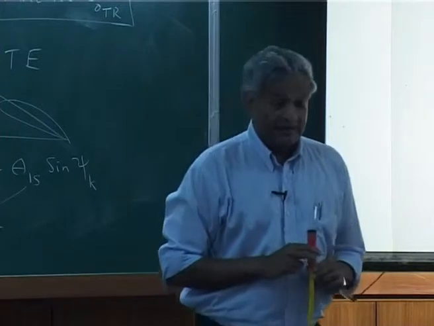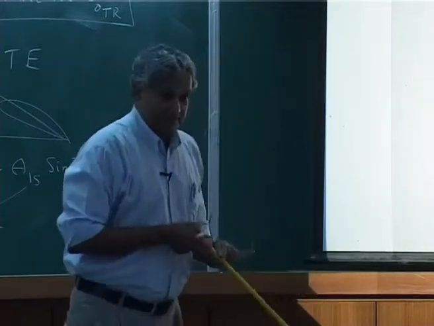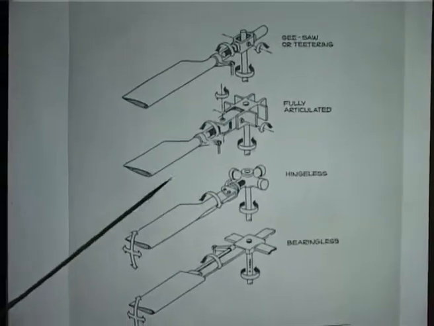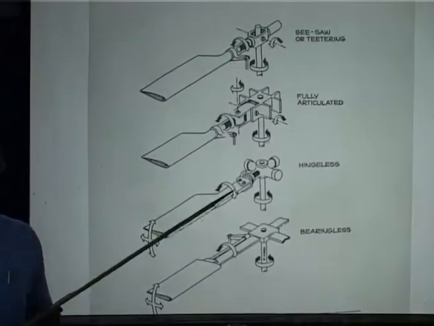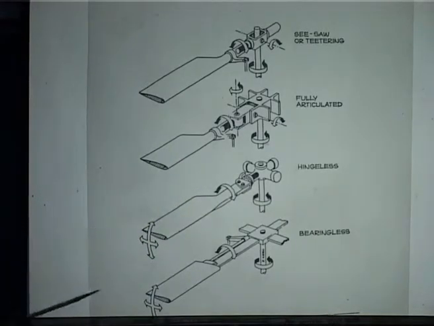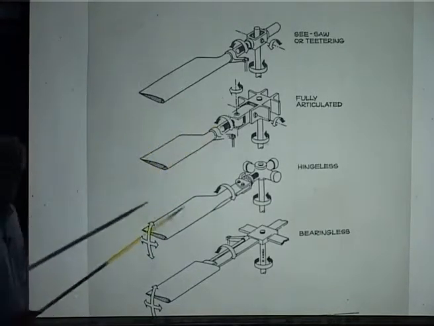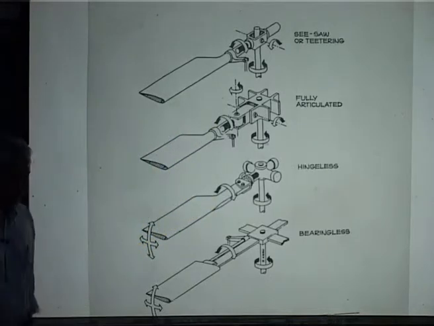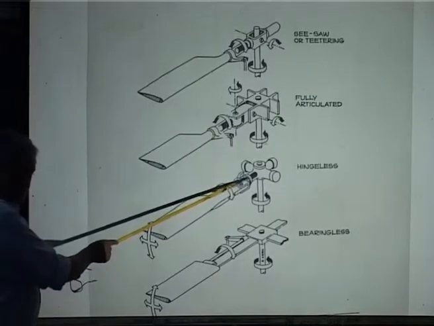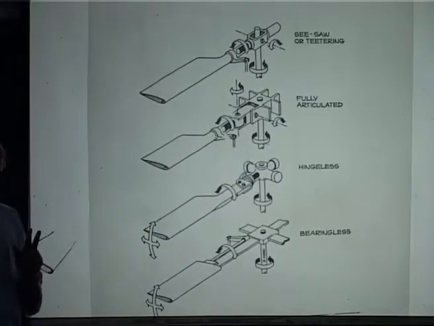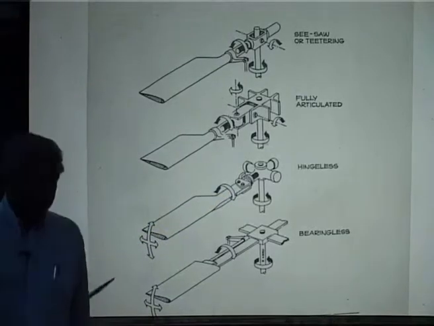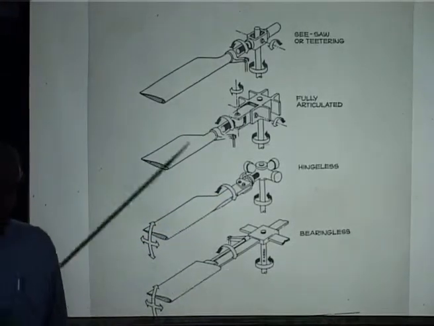Now you say I make it hingeless. The hinge is kept to relieve the moment, because if I have a moment, I don't want the moment, but I want the motion. That is a good solution. But then this has its problem. Now you come here, you don't have anything, but of course pitch bearing is required.